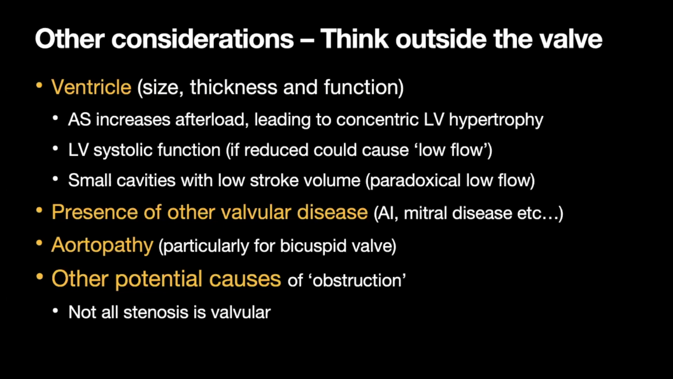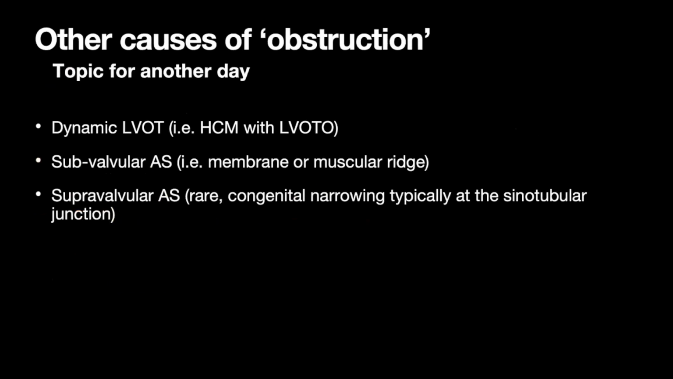You're also looking for other potential causes of obstruction because not all stenosis is valvular. I won't spend too much time on it, but I'll just mention that there are other causes for obstruction. Might be a good topic for another day. Some of these include dynamic LVOT obstruction, for example, HCM with LVOT obstruction; subvalvular aortic stenosis, such as a membrane or muscular ridge or combination; and supravalvular aortic stenosis, which is a more rare congenital narrowing, typically at the sinotubular junction, for example, with Williams syndrome.